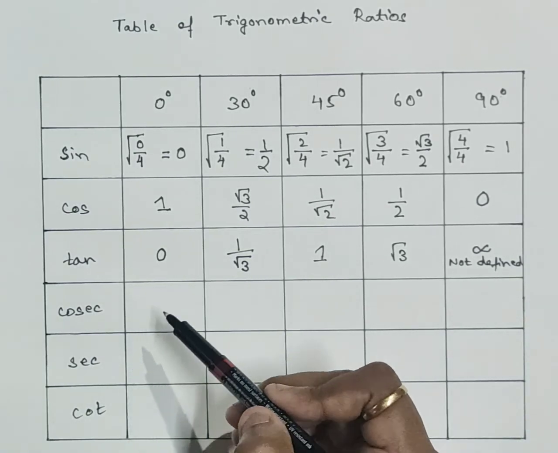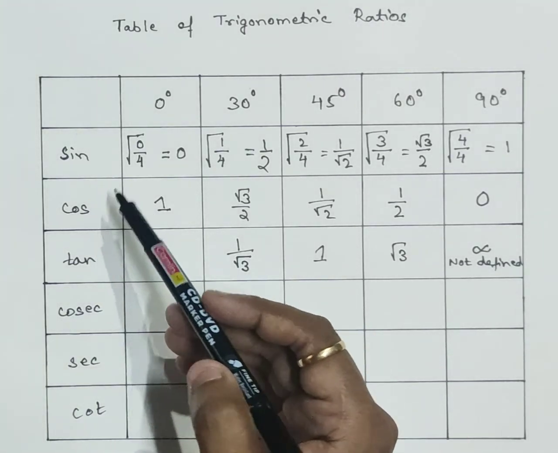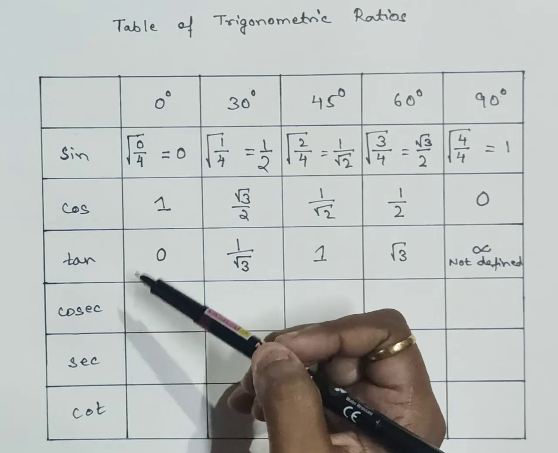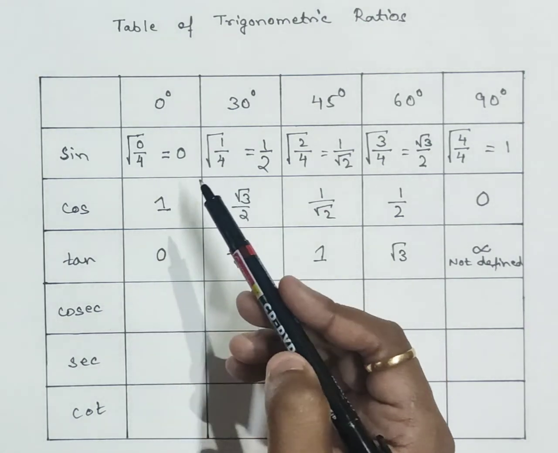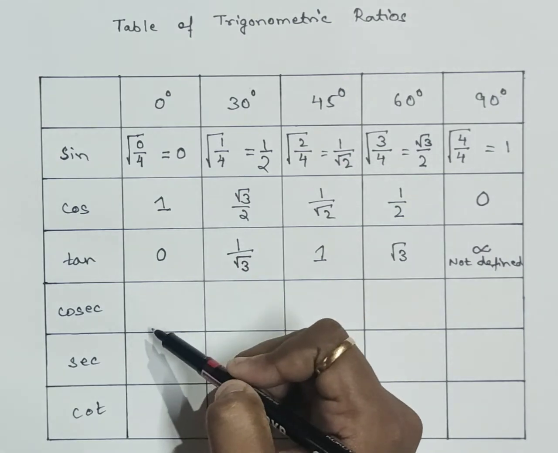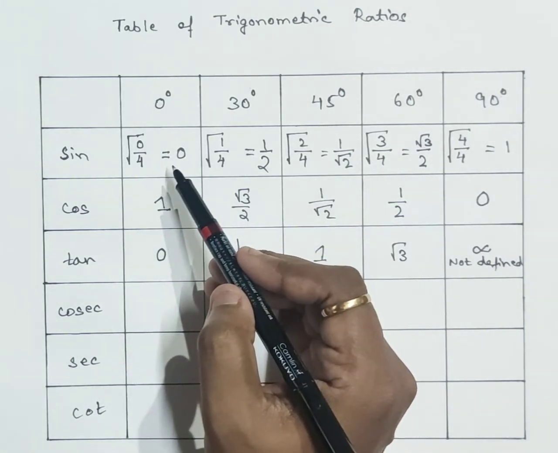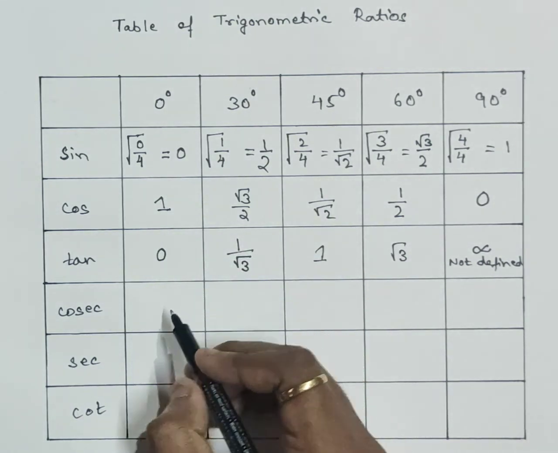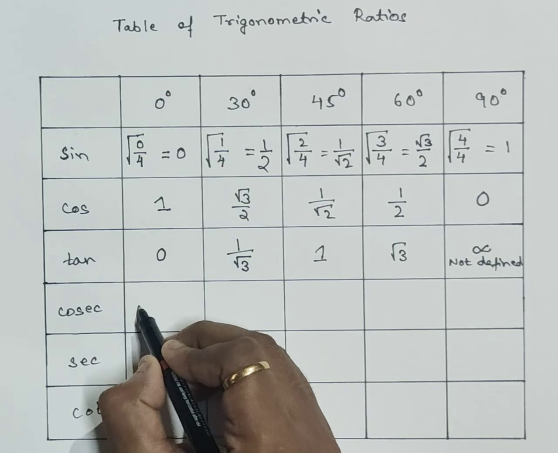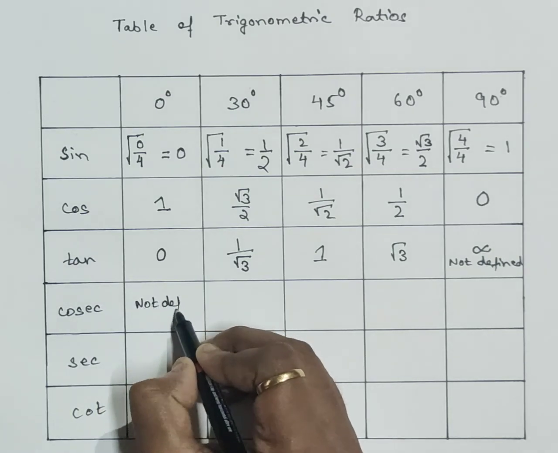Now for cosec, we have to find the reciprocals of the sine. Cosec theta, or cosec of any angle, is the reciprocal of sine of that angle. That is, cosec 0 degree will be the reciprocal of sine 0 degree. Sine 0 degree is equal to 0. So cosec 0 degree will be not defined or infinity.